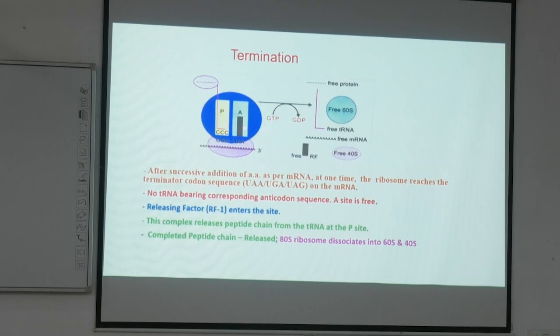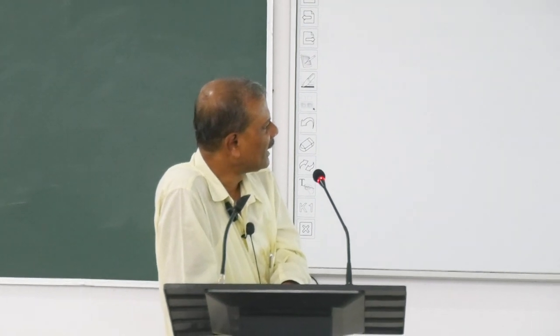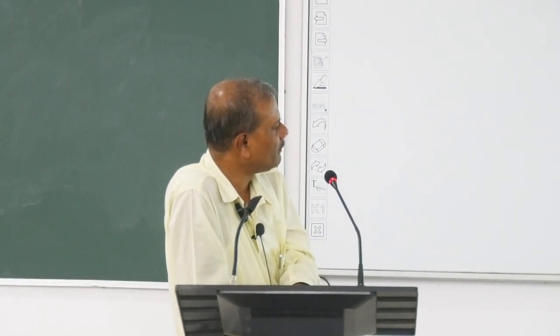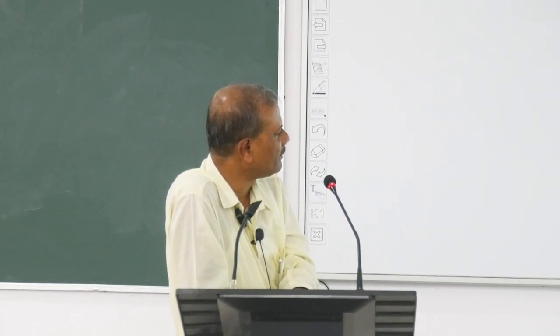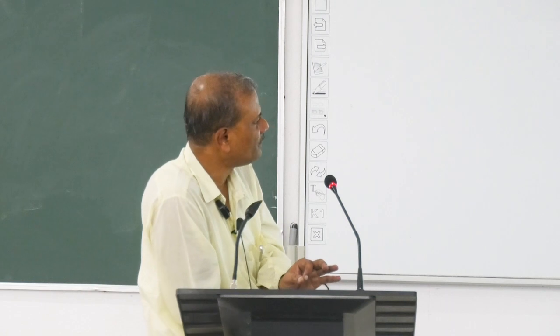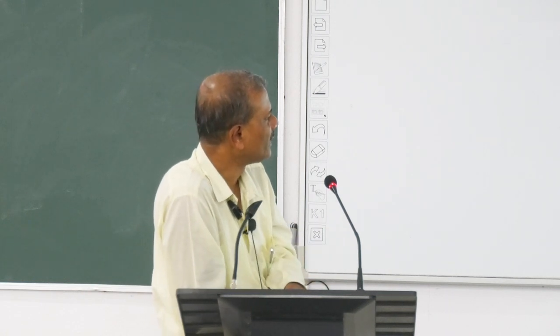In that position, a release factor will be attached, and it will not code anything, and it will release the entire structure. It will free the 60S and 40S ribosome subunits so that they can form a ribosome again and participate. Similarly, the protein will be released and the entire cycle will keep continuing. There will be no tRNA bearing a corresponding anticodon. The A site will be free and the entire structure will be released.